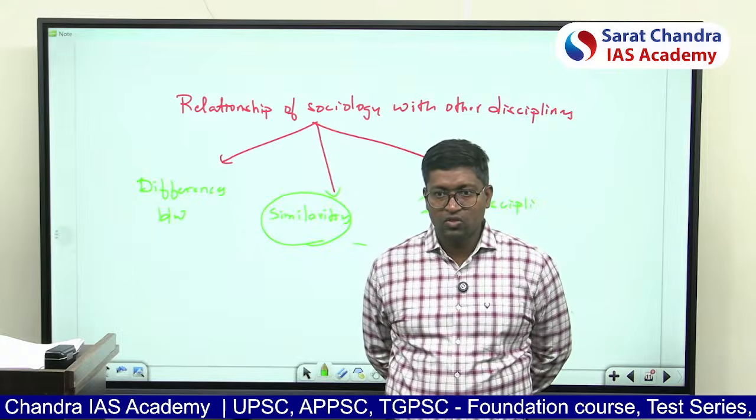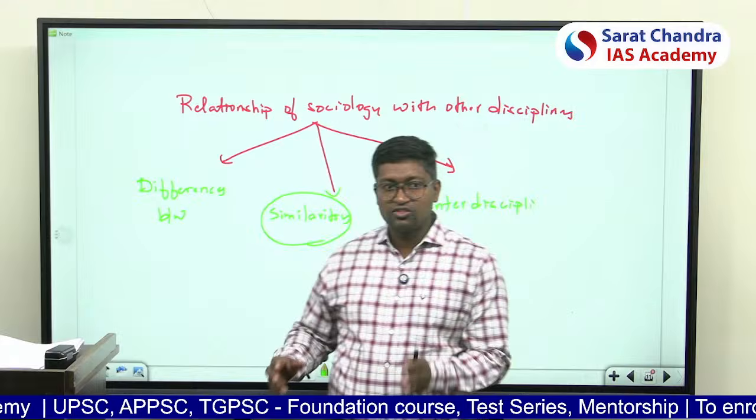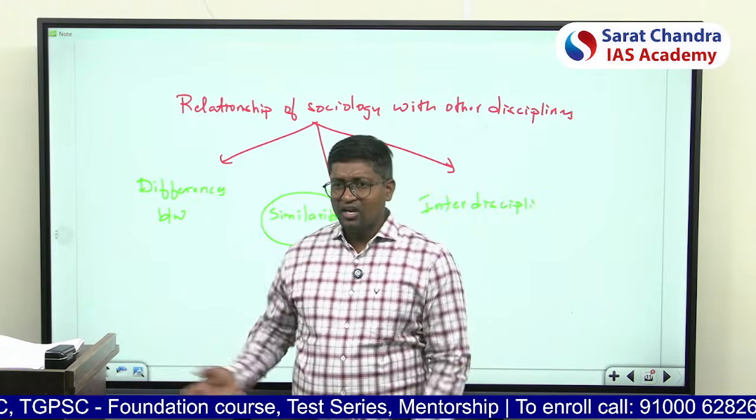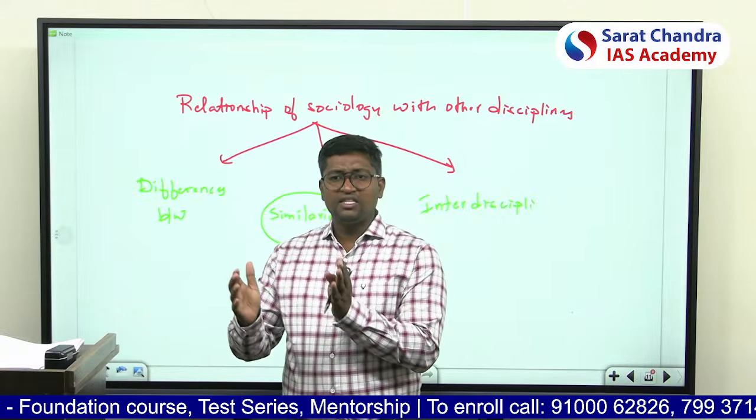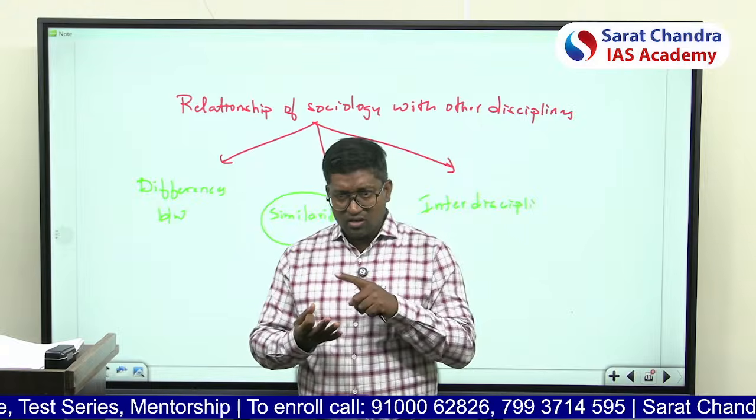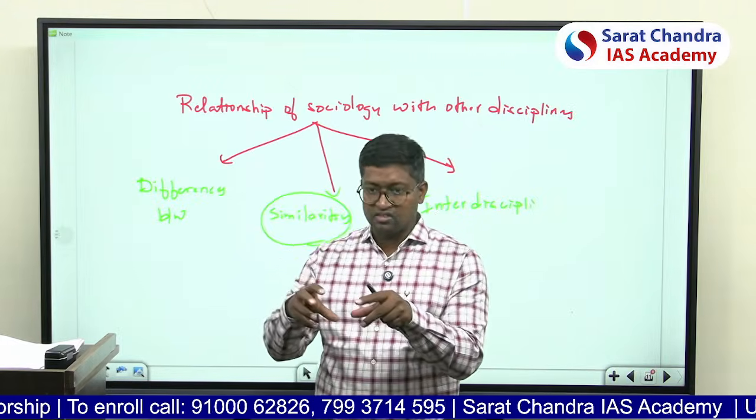Specific events. Nomothetic is generalized understanding. So history focuses on specific events. Have you not seen that in history? There is a chapter on Gandhi, a specific event, the Champaran movement, the non-violent civil disobedience movement. So history focuses on specific events.